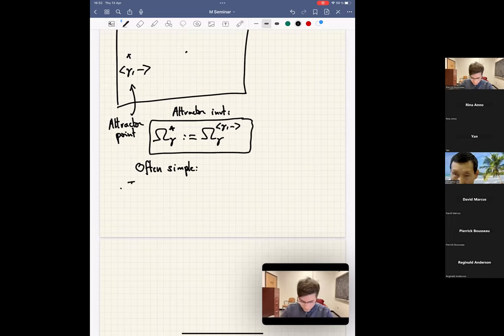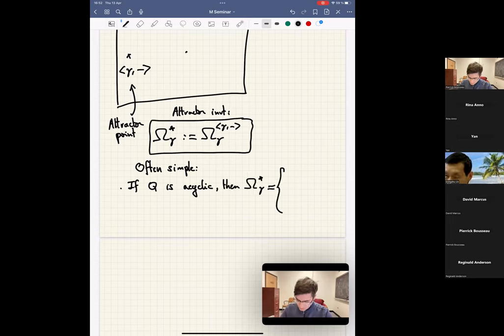For example, if the quiver is acyclic, if there are no oriented cycles inside the quiver, then the attractor invariants are extremely simple. They are equal to zero if gamma is not one of the basis vectors, and equal to one if gamma is one of the basis vectors. So they are extremely simple, essentially zero or one.